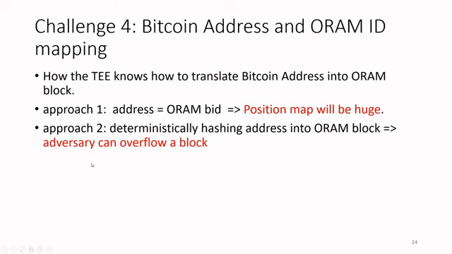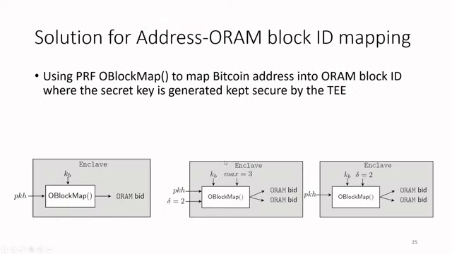The second approach is to deterministically hash addresses into ORAM blocks. Again, the problem with this approach is that if the mapping is known to the adversary, it can always overflow the block with its own outputs, and the outputs of honest users will get discarded.